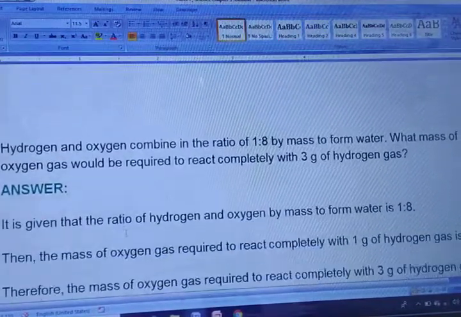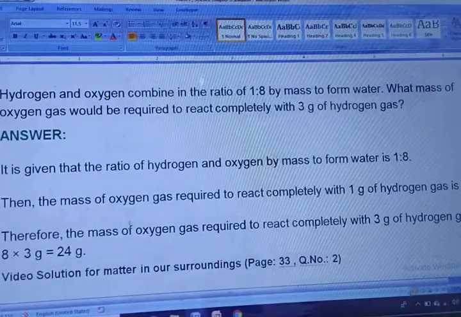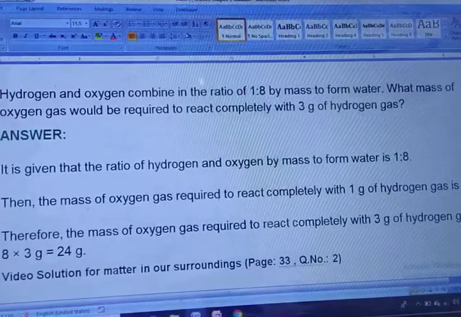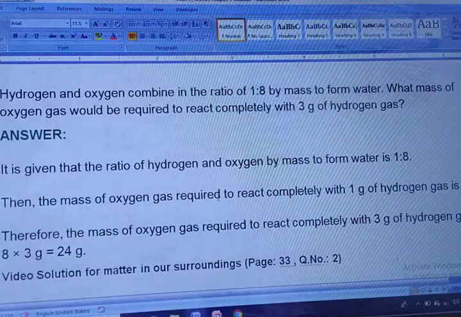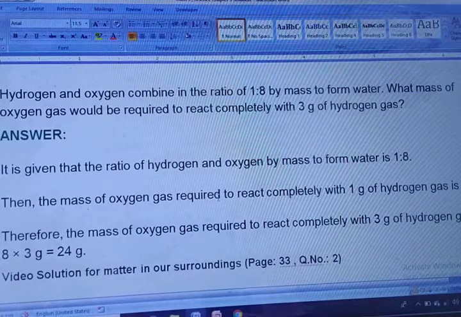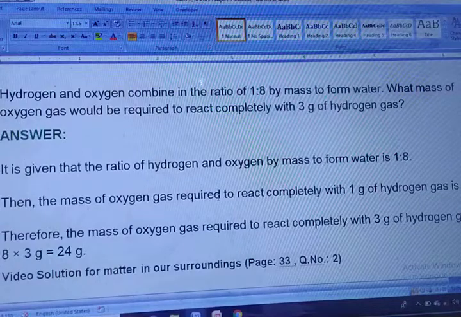Question number 2 is, hydrogen and oxygen combine in the ratio of 1:8 by mass to form water. What mass of oxygen gas would be required to react completely with 3 gram of hydrogen gas? First of all, you can see the ratio of hydrogen and oxygen by mass to form water is 1:8. It is also given in your question. Then the mass of oxygen required to react completely with 1 gram of hydrogen gas is 8 gram. Therefore, the mass of oxygen required to react completely with 3 gram of hydrogen is 8 into 3 gram, that is 24 grams.